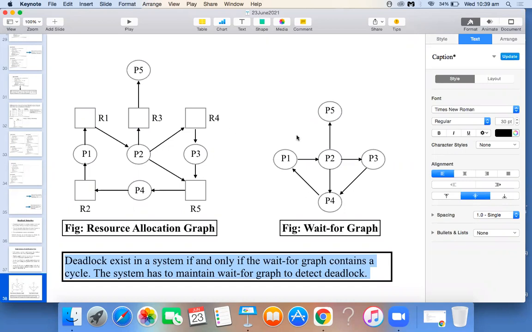So this is one algorithm for deadlock detection. We use this wait for graph whenever we have a single instance of resources, only then do we apply the wait for graph. Is it clear to all of you? Everybody understood this? So the wait for graph is used for detecting deadlock whenever you have a single instance of resource.